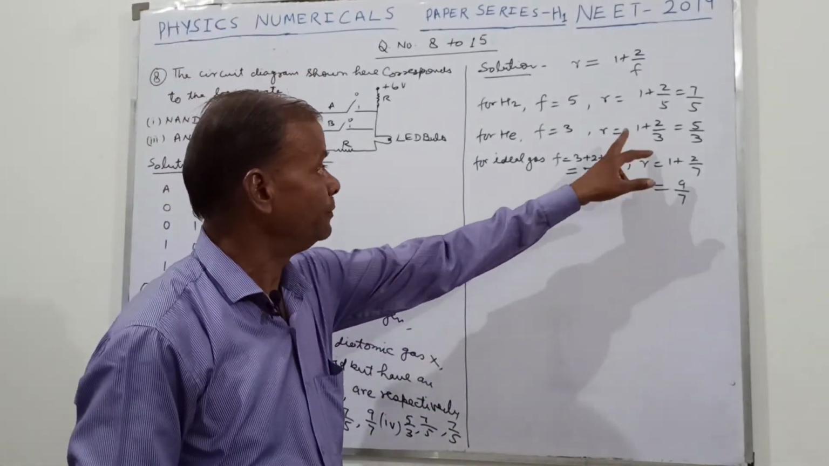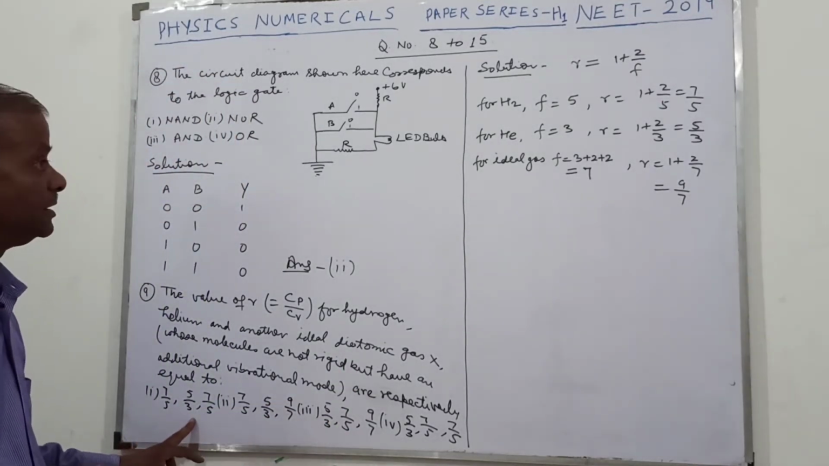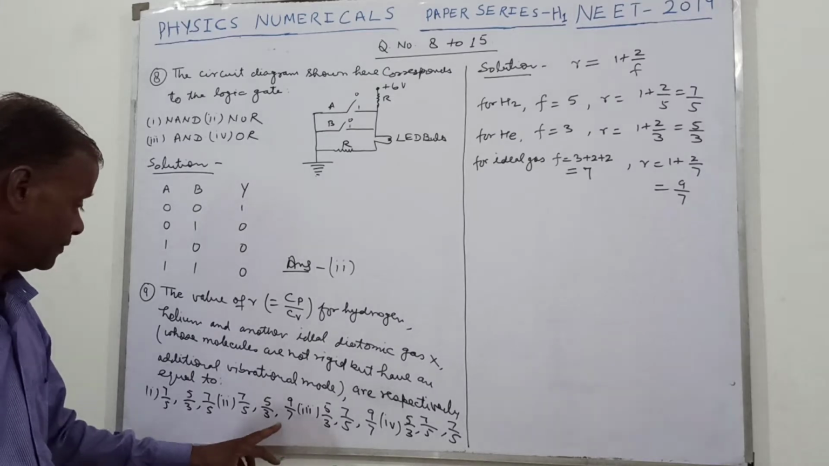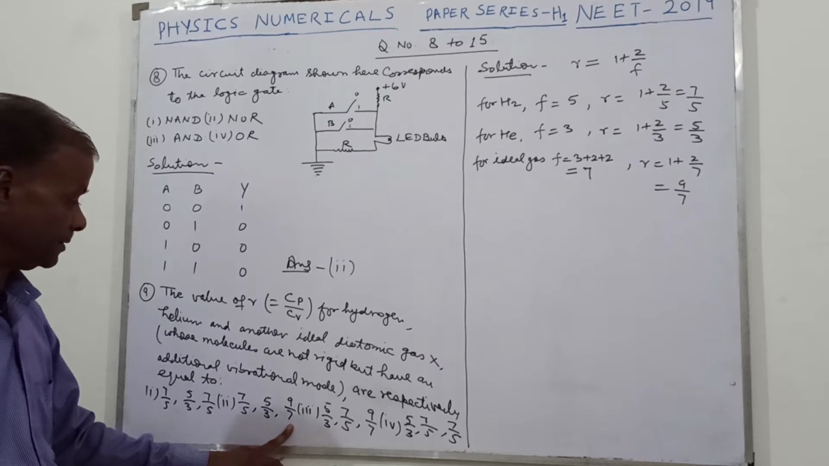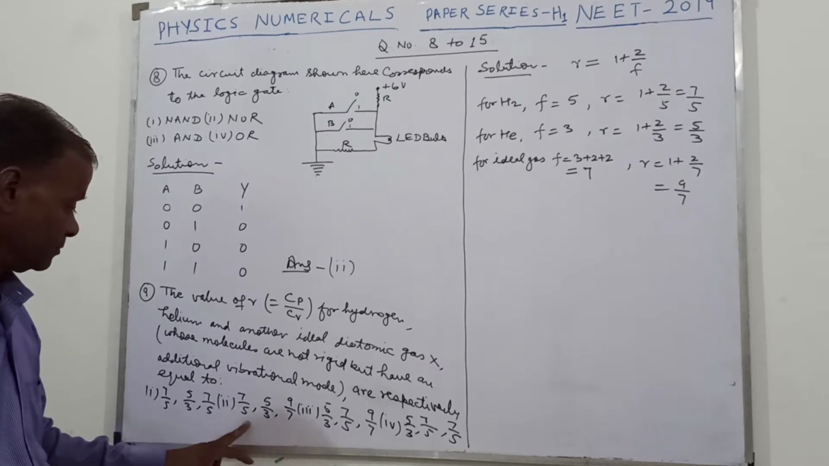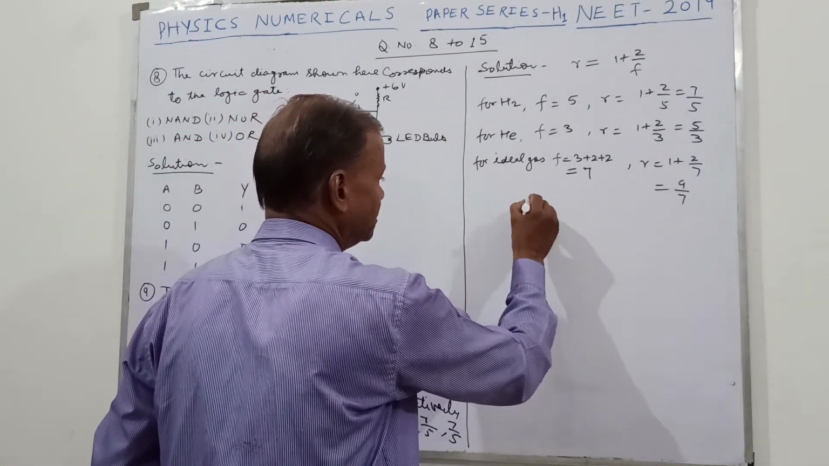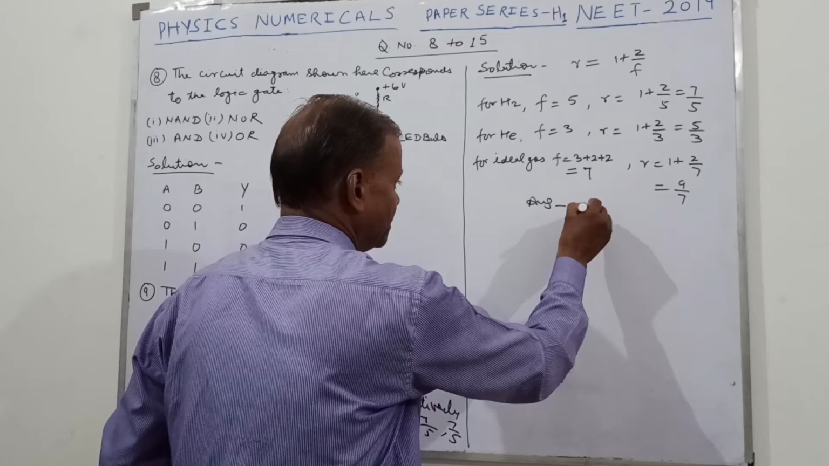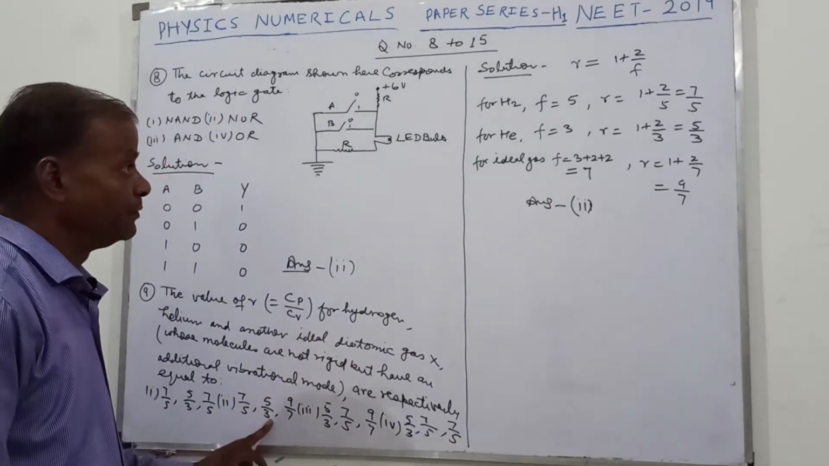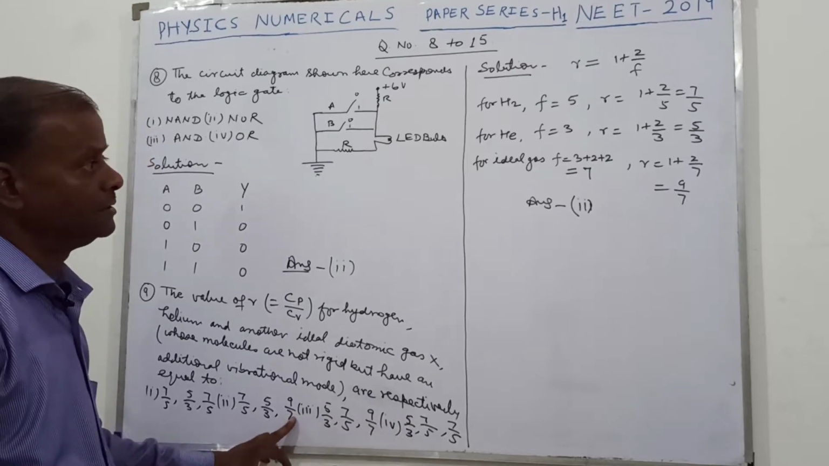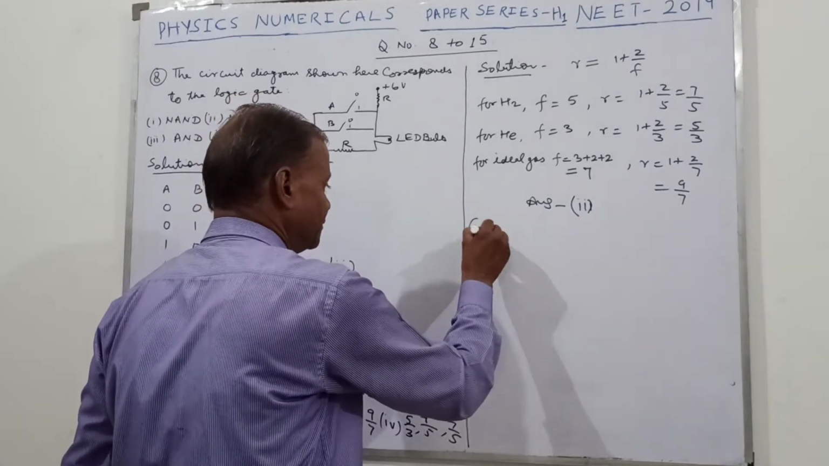So according to this, the right option is 7 by 5, 5 by 3, and 9 by 7. This is the only right option, the second. So our answer is the second: 7 by 5, 5 by 3, and 9 by 7. Now question number 10.